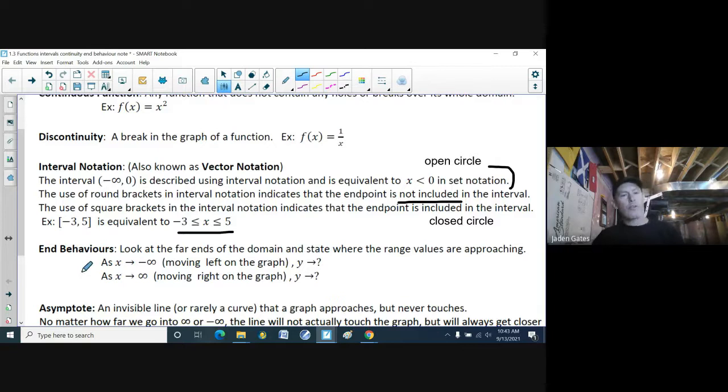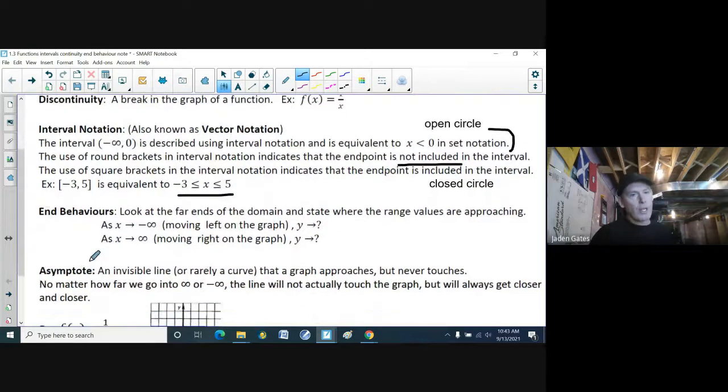Now, here's where things get confusing for students: when we talk about end behaviors. That's when we're looking at the far ends of the domain. Again, we're talking about the x values and stating where the range values are approaching. As x approaches negative infinity, so if we move so far left in our graph, what happens to the y value? Or we can just look right. So we're looking to the left and we're looking to the right. What's going on with our graph in terms of our y values? And again, I'm going to explain how that works.